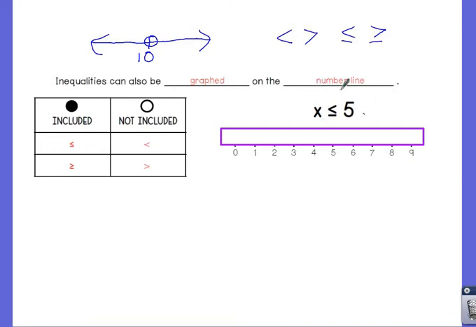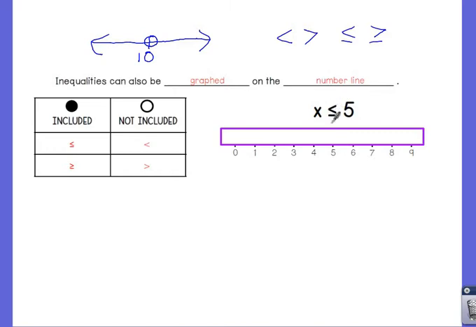All right, so we're going to look at graphing x is less than or equal to 5. It's not a question, that's the symbol. No, I was just looking at the letter on someone's desk.